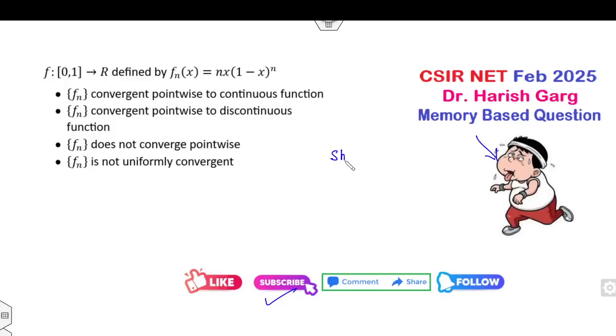Firstly, I will tell you the shortcut trick, as I told you, for the case of uniform convergence and pointwise convergence. What is the domain? What I told you in the real analysis video: pick any subsequence from the domain.